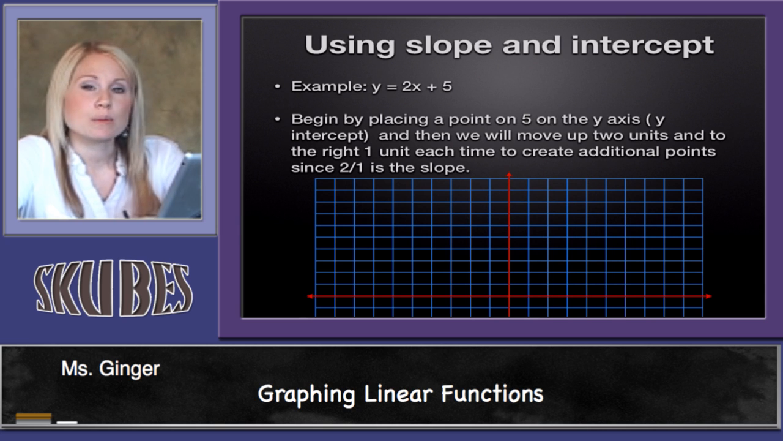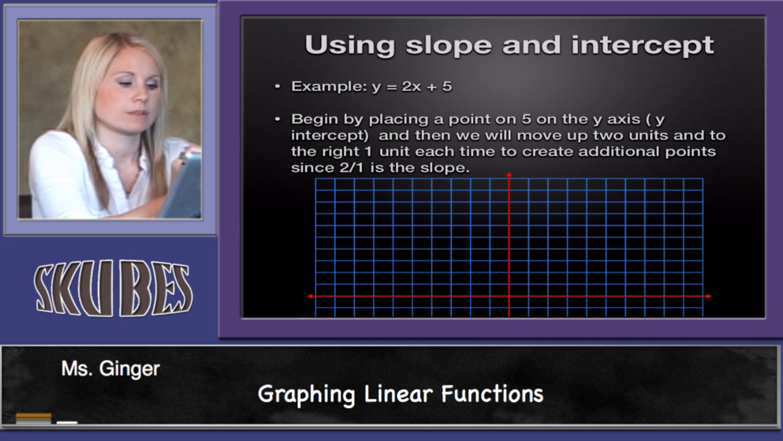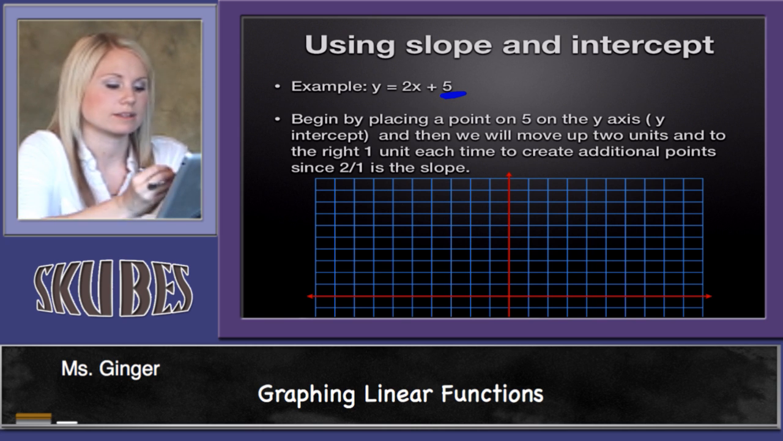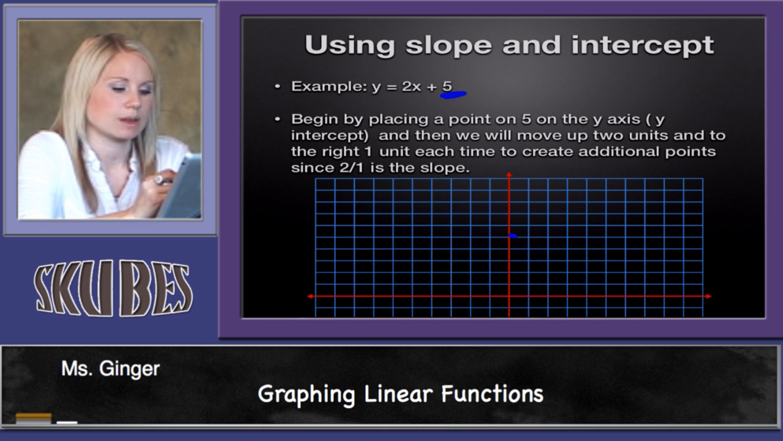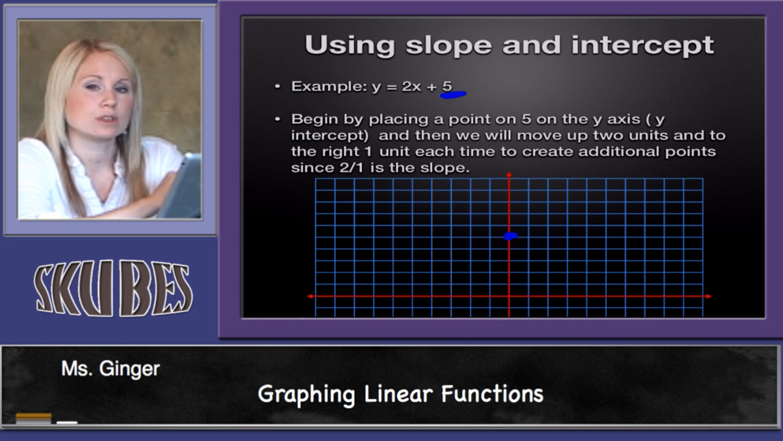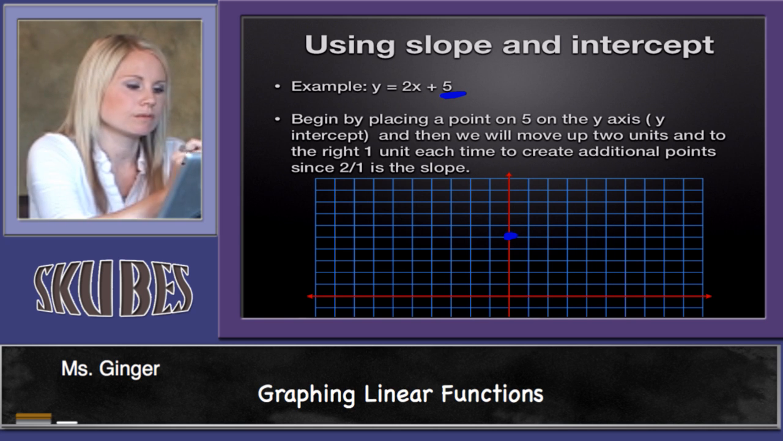If you're using the slope and intercept method, starting with the intercept 5, we're going to go up to 5 on the y-axis and put our first point there. And remember to move from that point now. Don't go back to 0, 0. Start at your y-intercept point to get your future points.